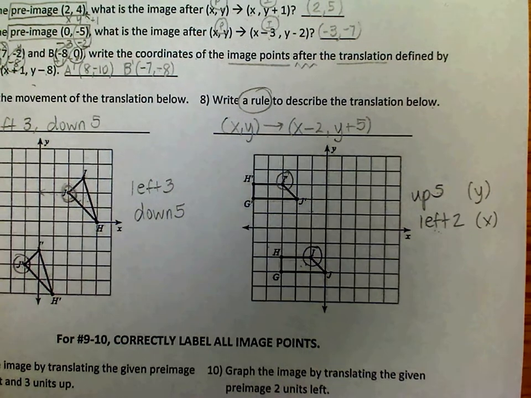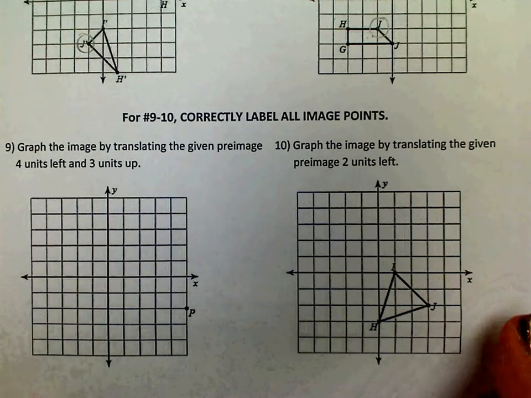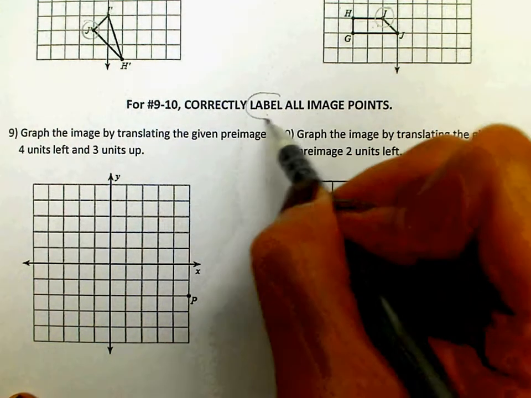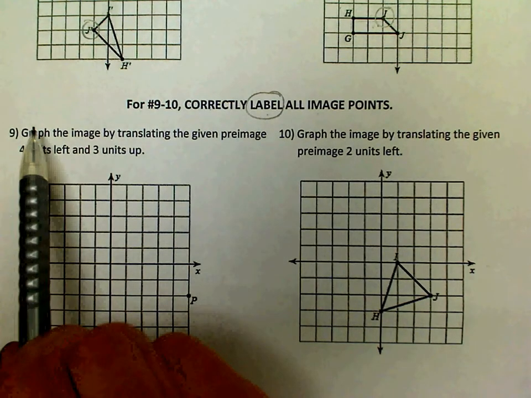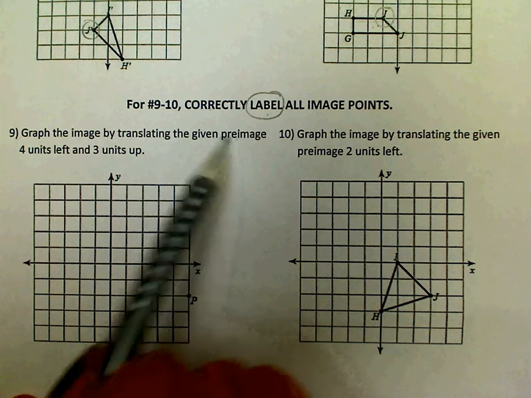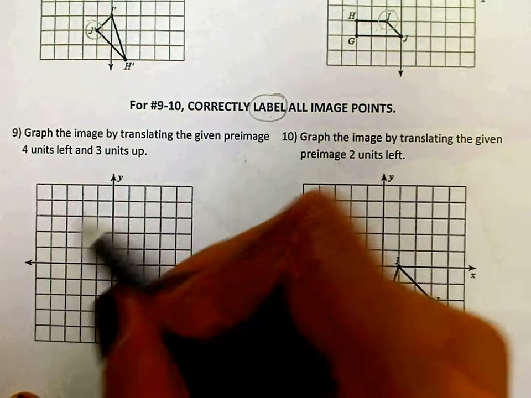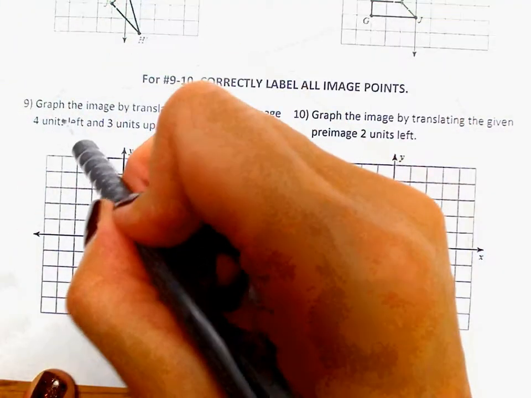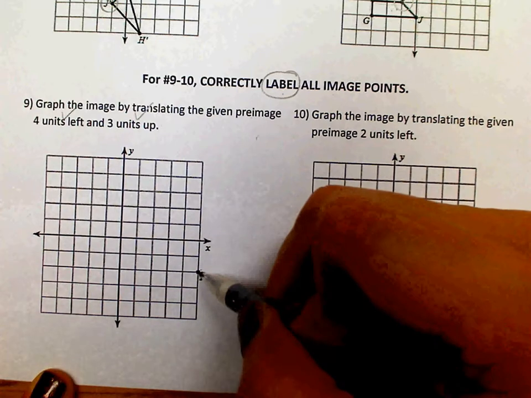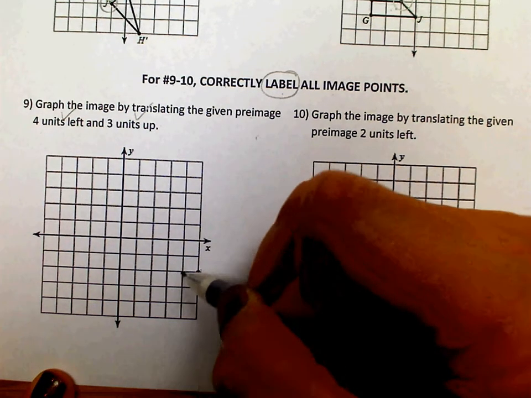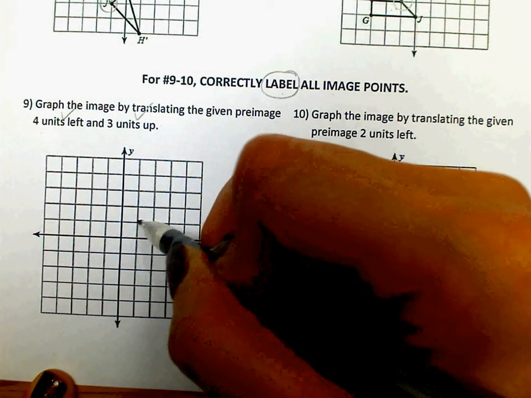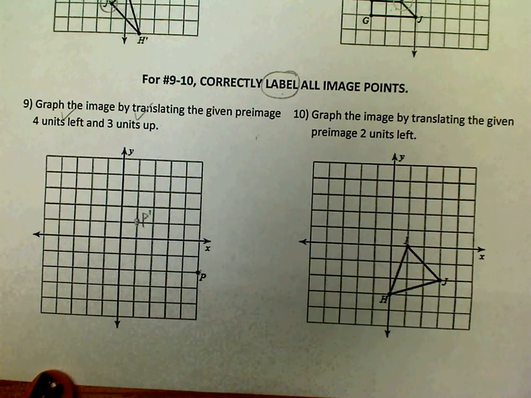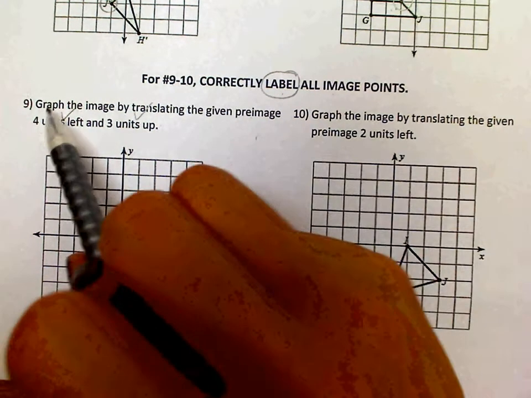Lastly, or almost lastly, this one in bold, it says, for numbers 9 through 10, correctly label all image points. Okay, so that's a good reminder. Number 9, graph the image by translating the given pre-image, 4 units left and 3 units up. So there's my pre-image, just a single point. You're going to go 4 units left and 3 units up. So we go from here. My pencil's on here. I go 4 units left, 1, 2, 3, 4, and then 3 units up, 1, 2, 3. And I label it P prime. So that's it. That's all it asked me to do. Graph the point image, I did, and I labeled the image point, so we're good to go.